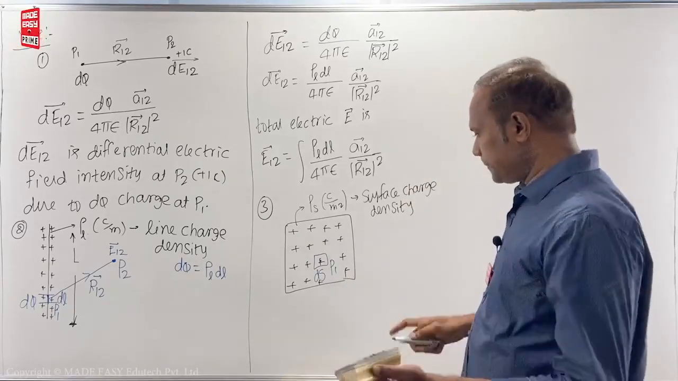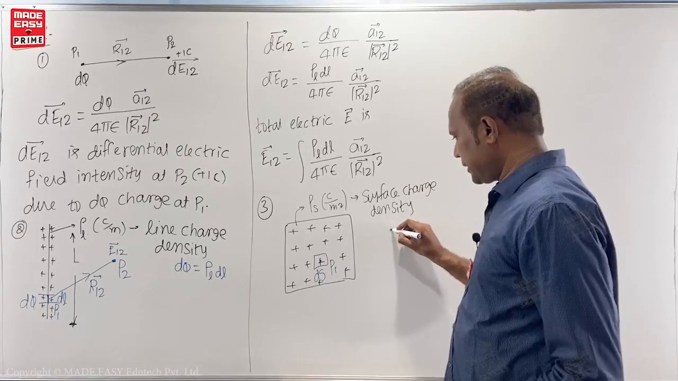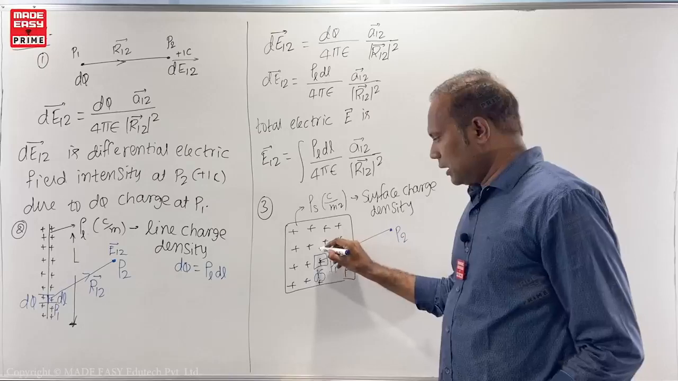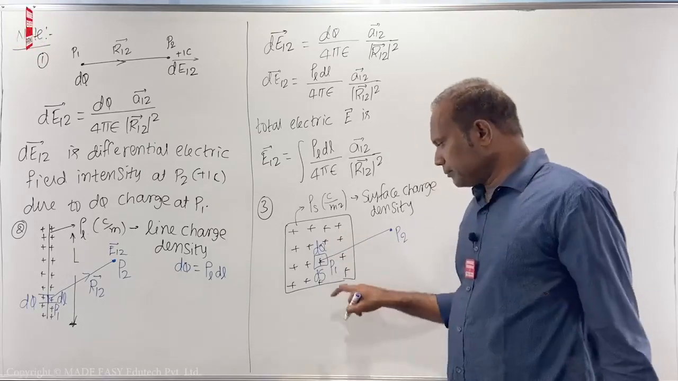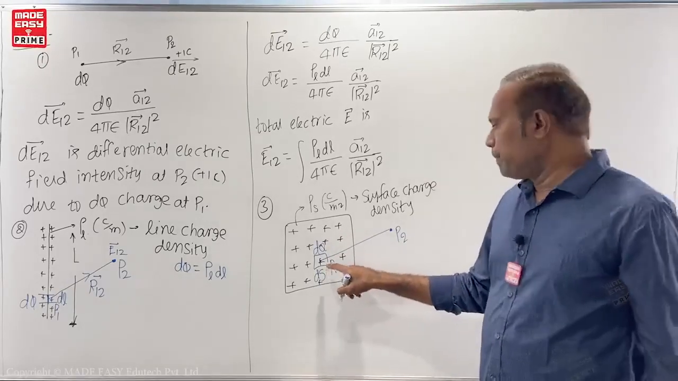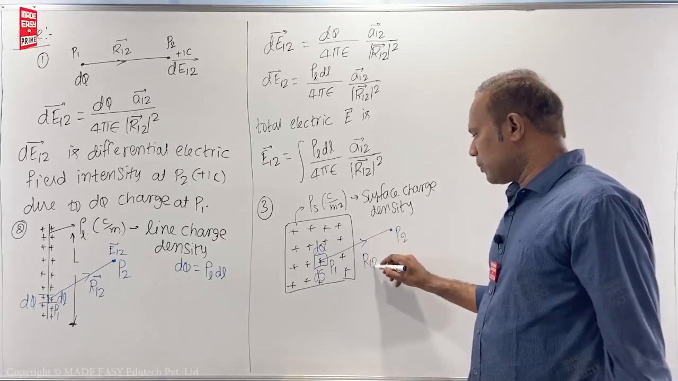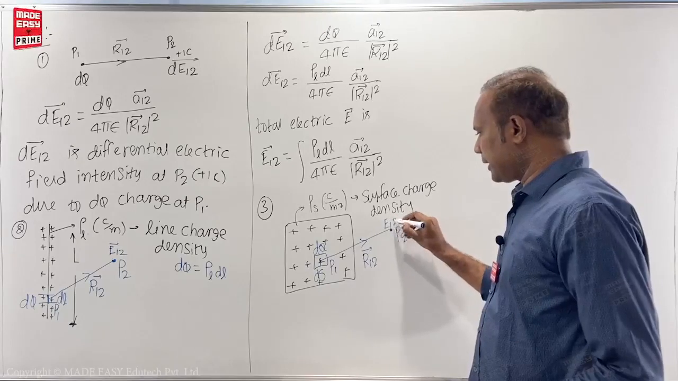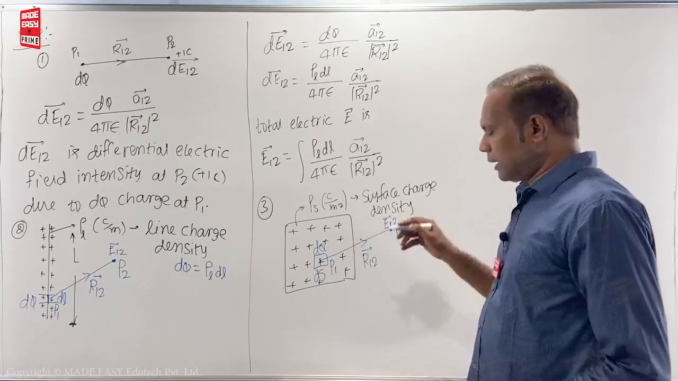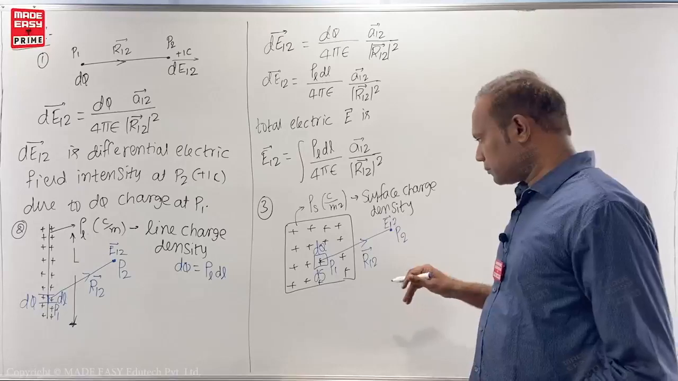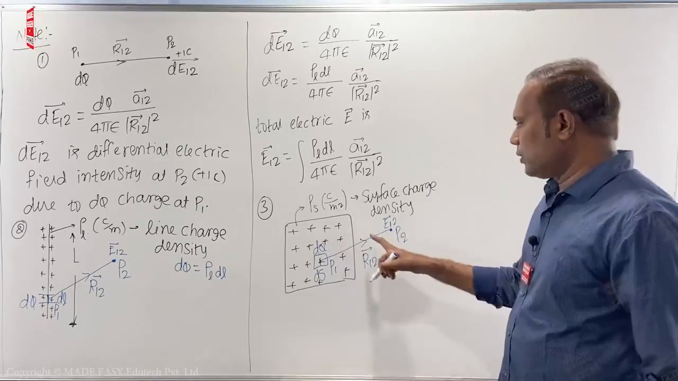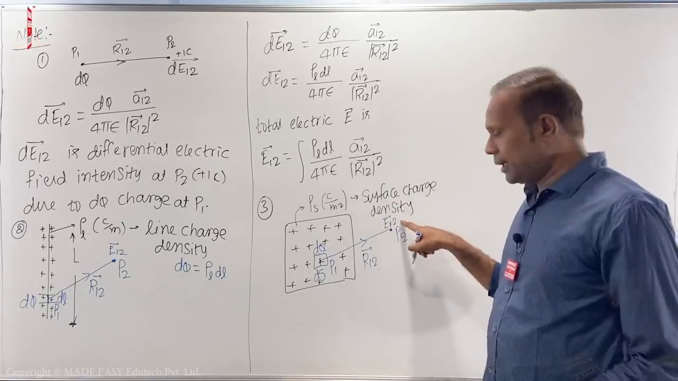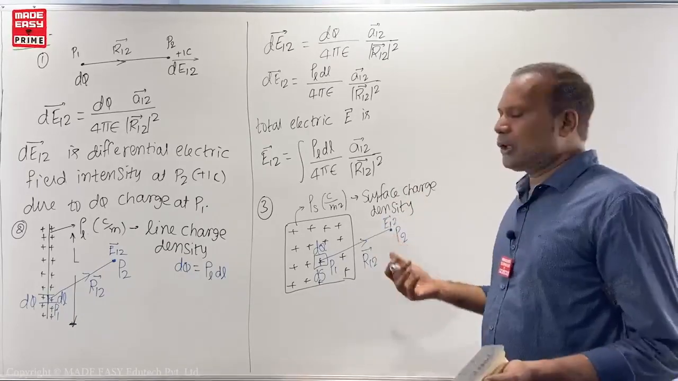Now if you want electric field intensity at point 2 location due to dq charge present at point 1, this one is actually R12 bar. You want electric field intensity here. Due to dq charge you will have dE12 bar here, but if you want total electric field, you have to integrate that one.